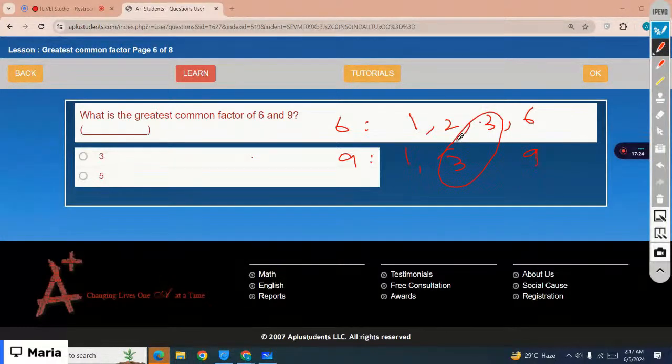If he is your brother, you have to explain to her. The greatest common factor is 3. Or ask him to listen to me carefully. The correct option is 3. Option number 1 is the correct option.